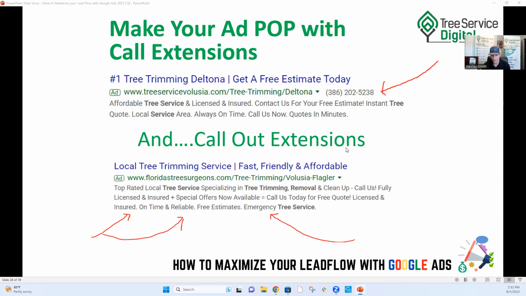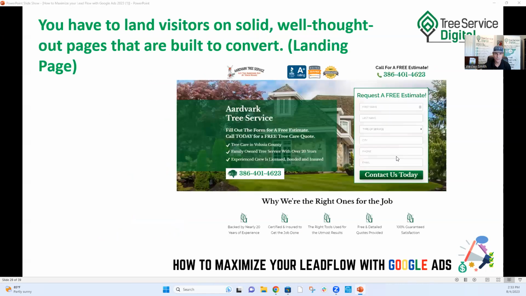And call out extensions are basically these little phrases that you can put in there, and Google will rotate. If you put 5 of them in, it'll rotate 3 or 4 of them just in different sequences. Like, let's see, fully licensed and insured is a good one. Special offers now available is a good one. Licensed and insured. Okay, we already talked about that one. On time and reliable, free estimates, emergency tree service, right? Those are call out extensions, which kind of just beef up and thicken up your ad on the search page so it gets seen more.